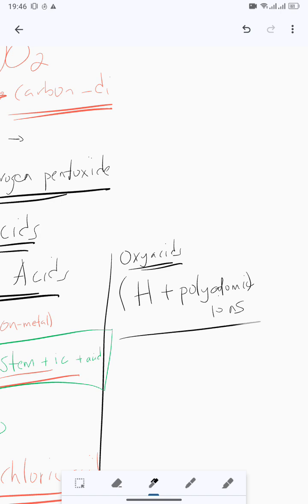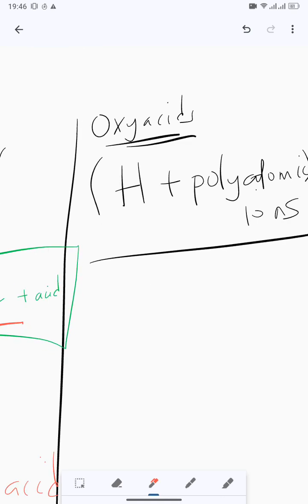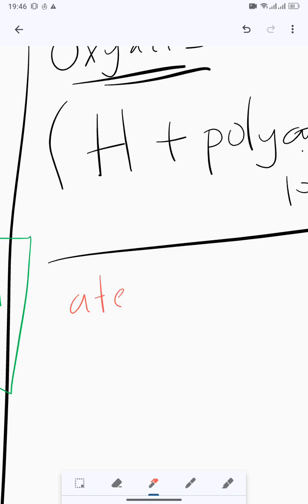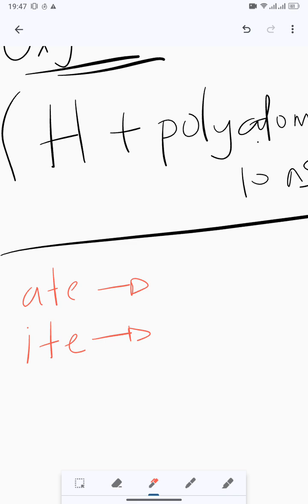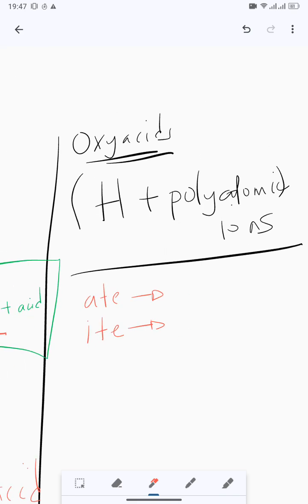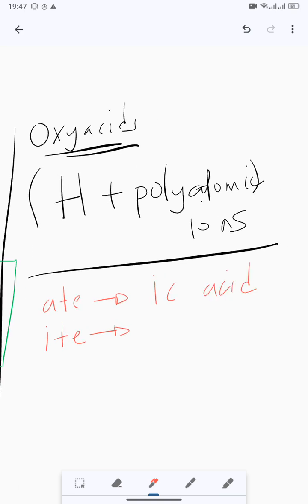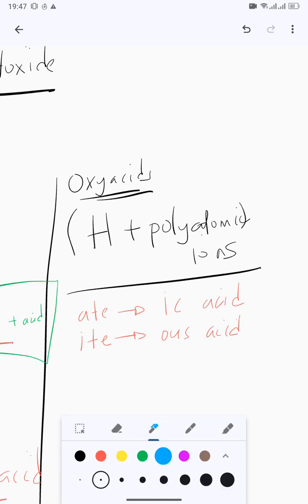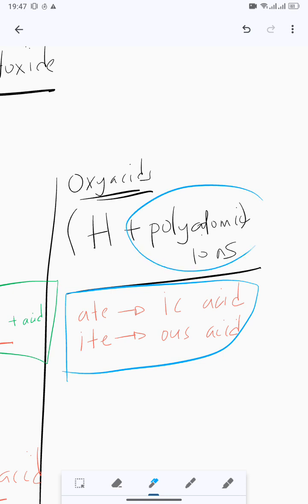Simple in a way that let's say you have a polyatomic ion that ends with ate. You know, polyatomic ions, they hinge around ate somewhere there. If you have a polyatomic ion that ends with ATE, it means that's an ic acid. Keep this in mind. And also, if you have a polyatomic ion that ends with ITE, it means it's an OUS acid. So this information is very useless if you don't know polyatomic ions.